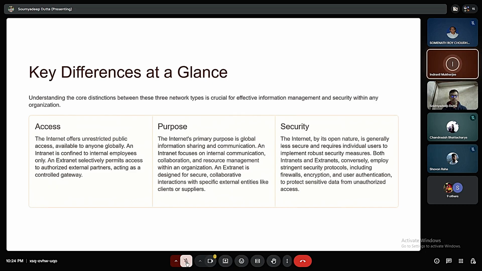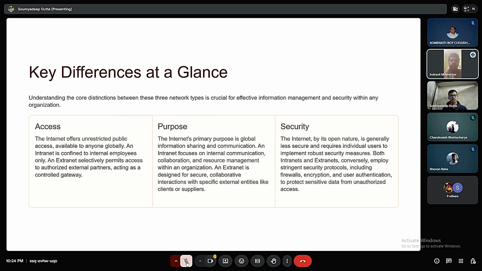This slide highlights the key differences between the Internet, Intranet, and Extranet based on access, purpose, and security. The Internet is a public network that allows unrestricted global access. It is mainly used for communication, information sharing, and e-commerce activities such as online shopping and digital services.